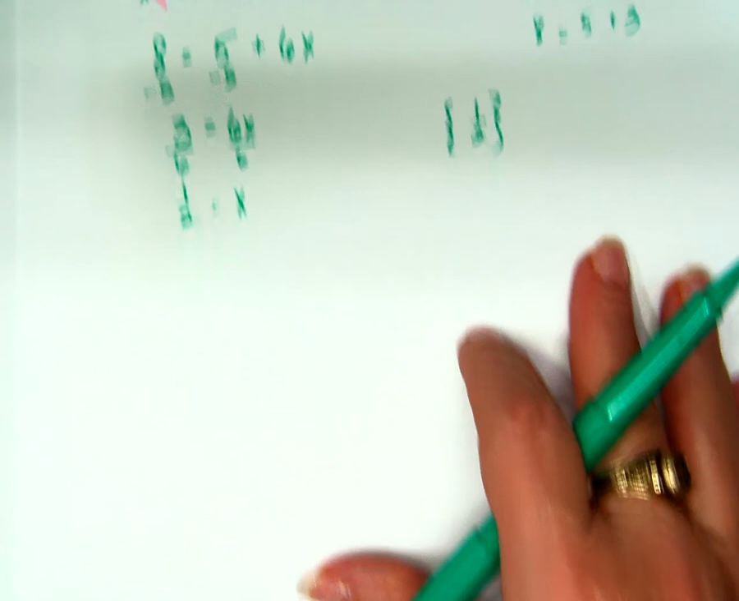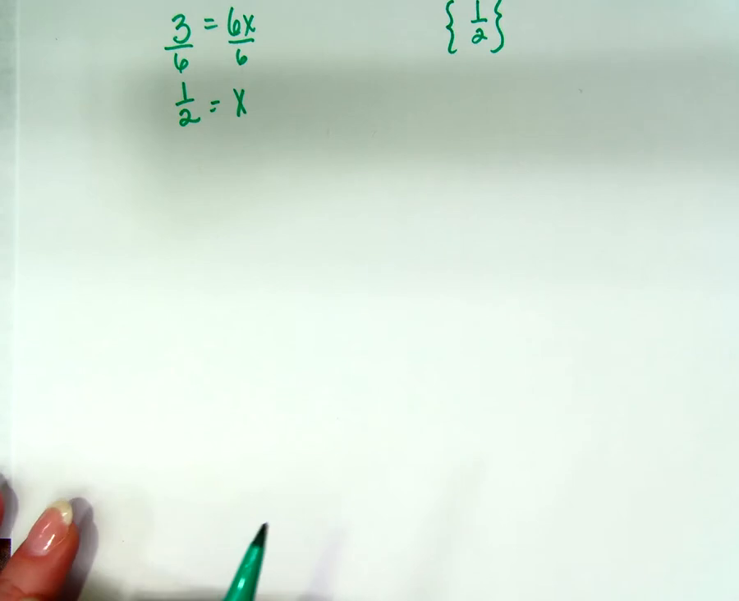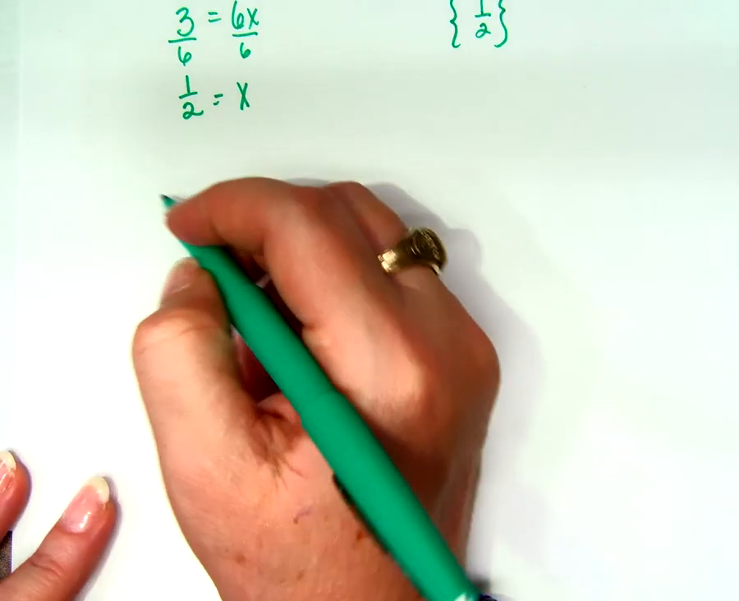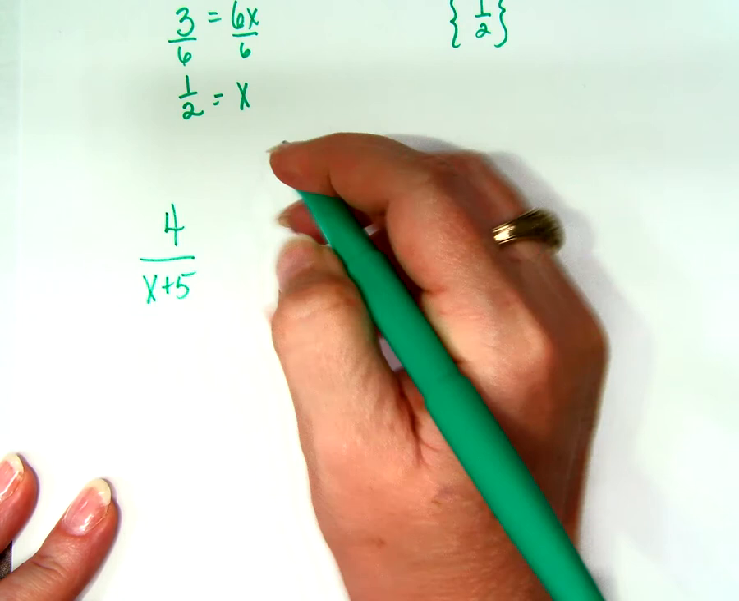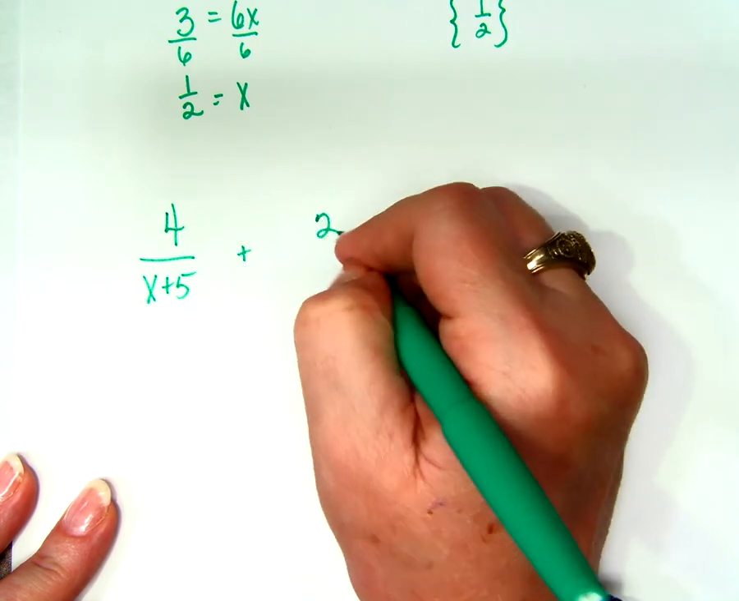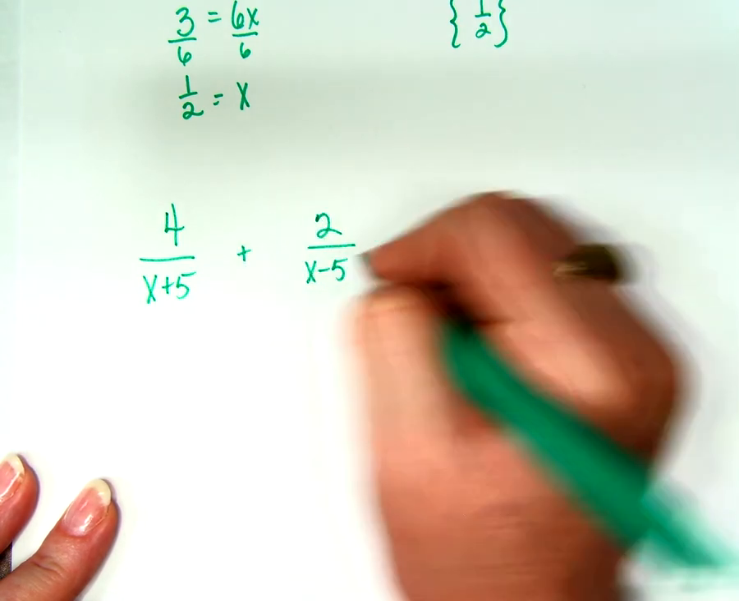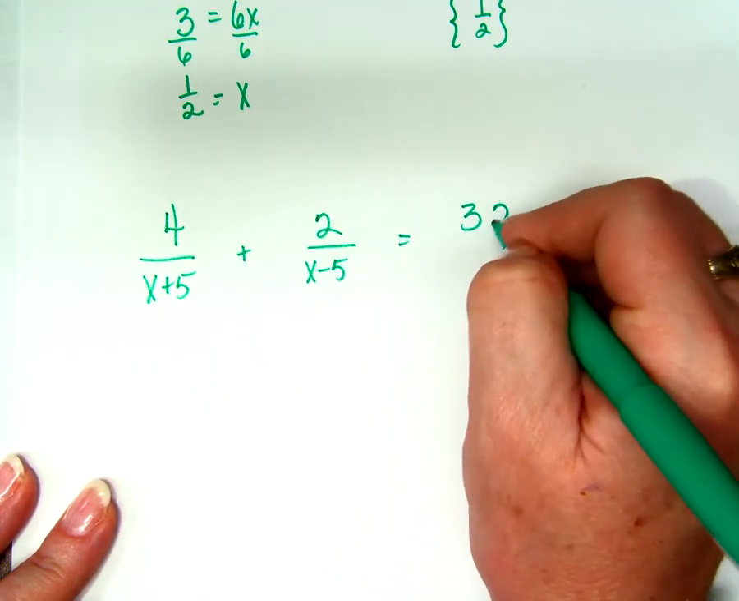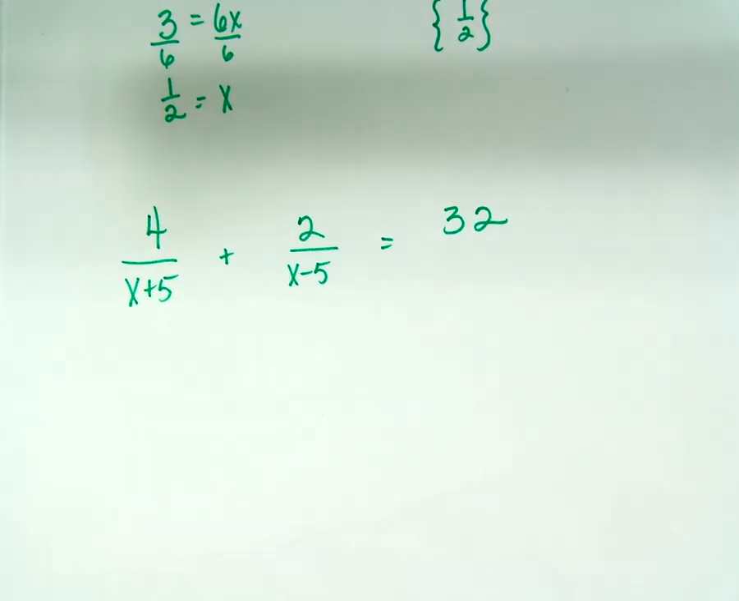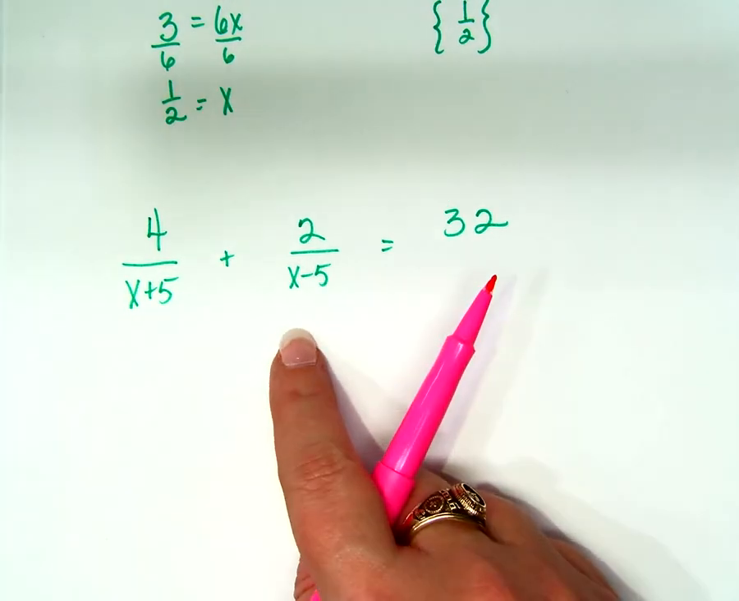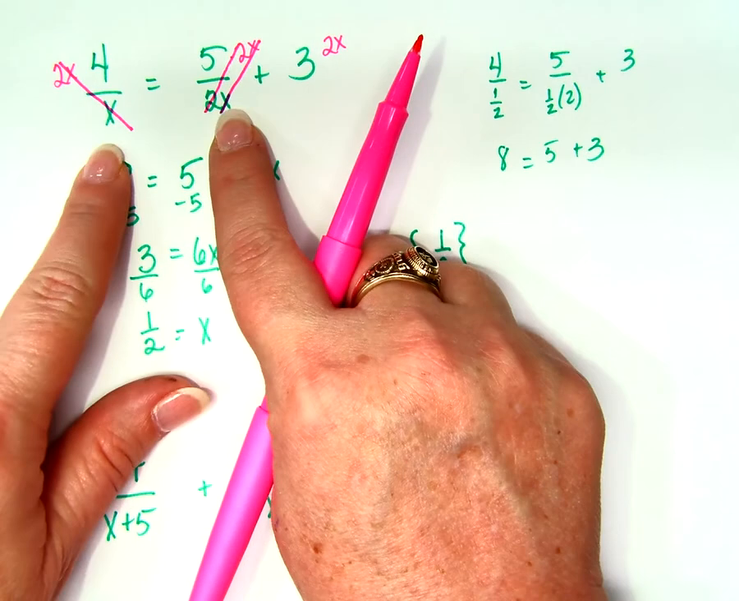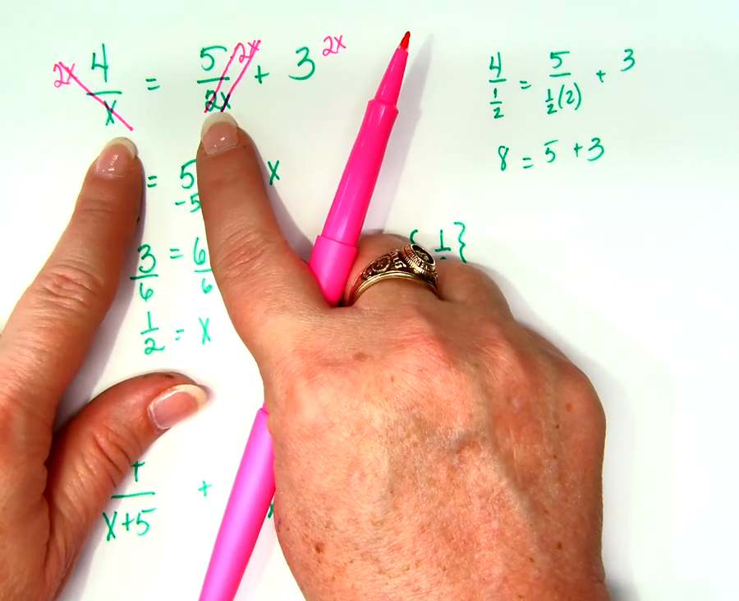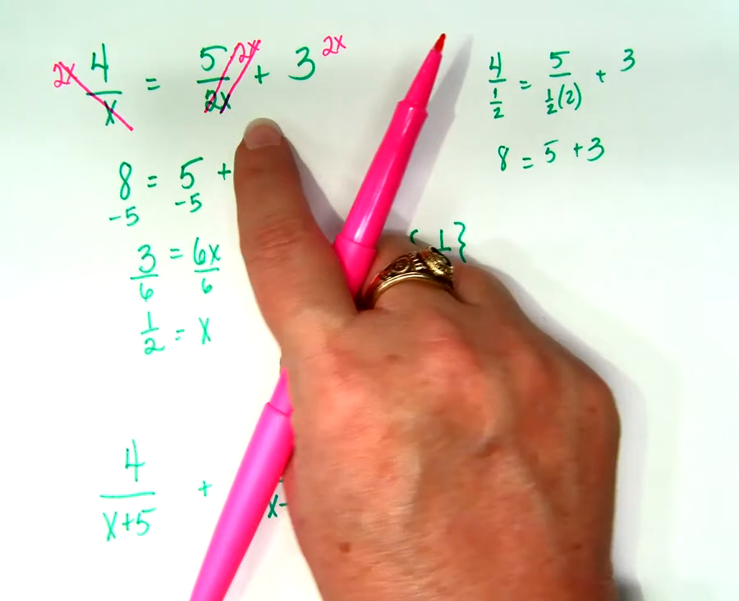Okay. Another rational equation problem that you might see would look something like this. 4 over x plus 5 plus 2 over x minus 5 equals 32. Okay, this one's a little bit more messy, only because when I find the common denominator, I don't have common terms like I did right up here, where they both had an x, right? But those are factors because everything's being multiplied.